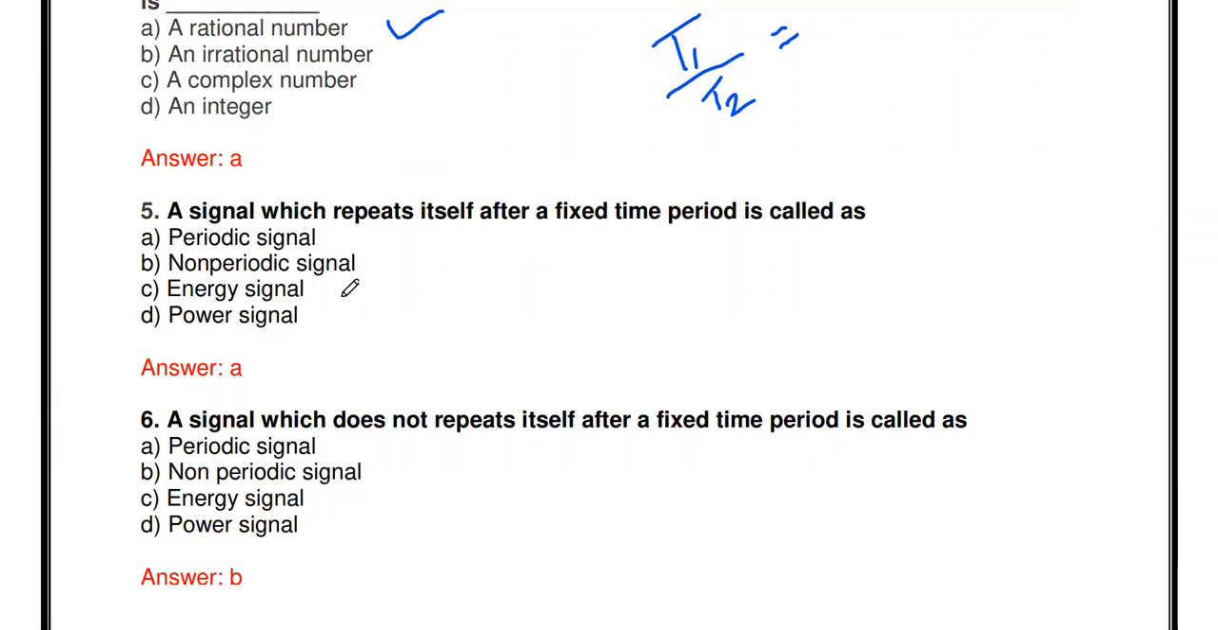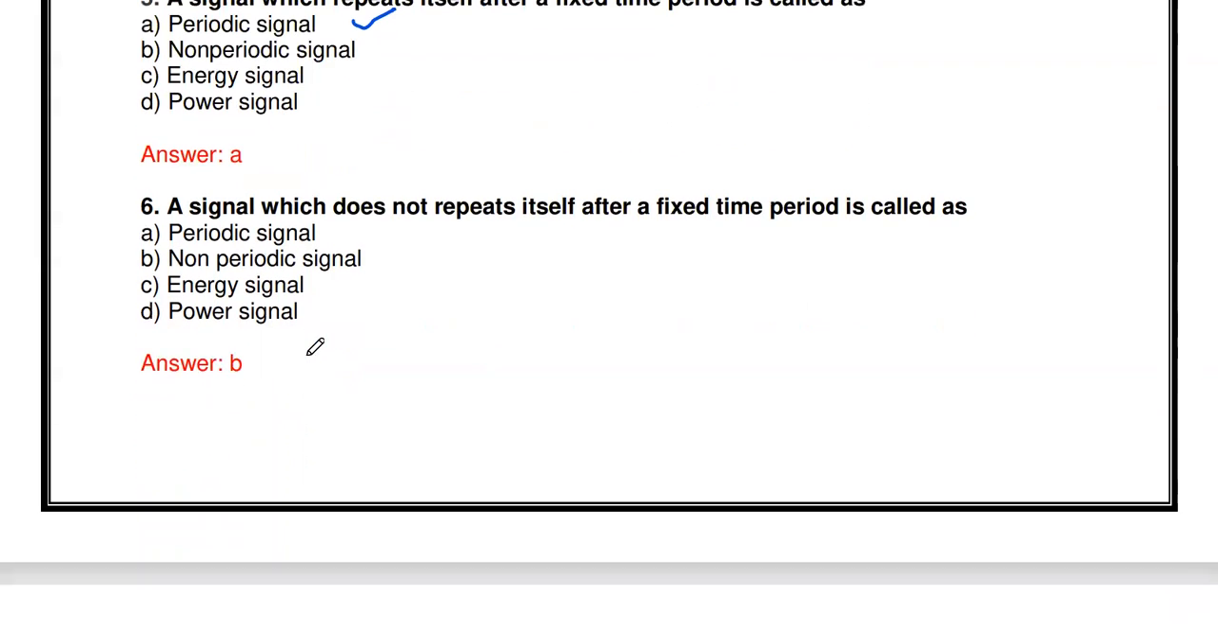Periodic signal, non-periodic signal, energy signal, power signal. So a signal which repeats itself after a fixed time period, after a fixed time period, again the signal repeats, it is called a periodic signal. Okay, this is the definition for periodic signal. So answer is A.